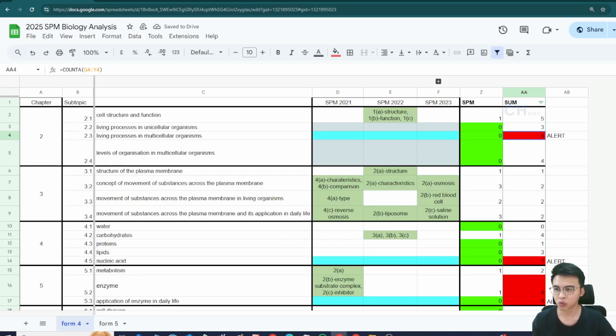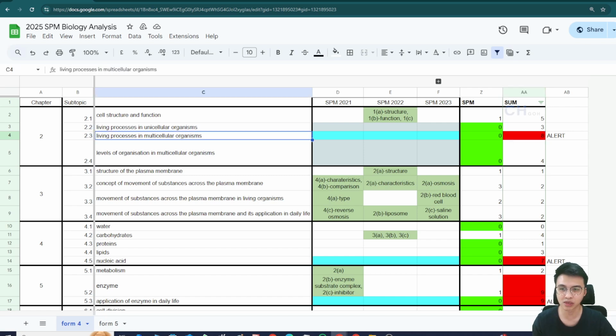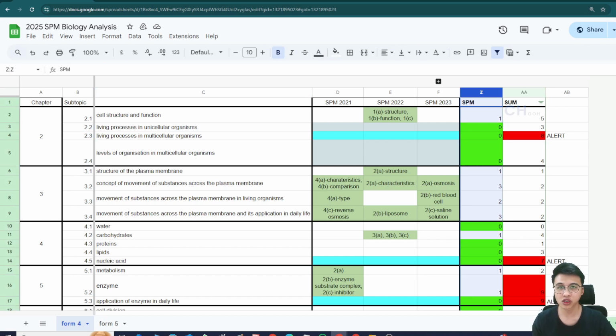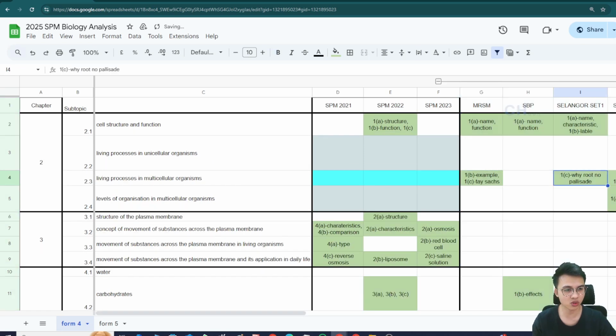Now we look at chapter 2 first. Wow, chapter 2, look at this. For chapter 2.2 and 2.4, no SPM question came out before. And if you look closely, a total of 8 questions came out in your trial papers for living processes in the multicellular organism. So what kind of questions came out in the trial papers? Let's look at this. We have all these questions that came out in the trial papers.